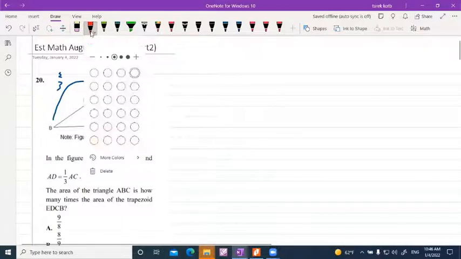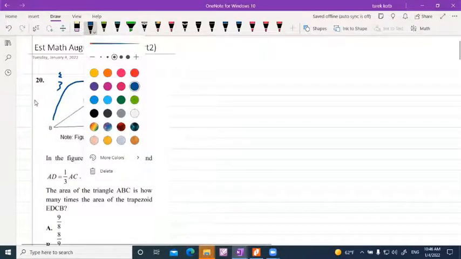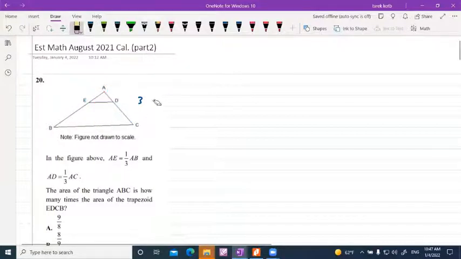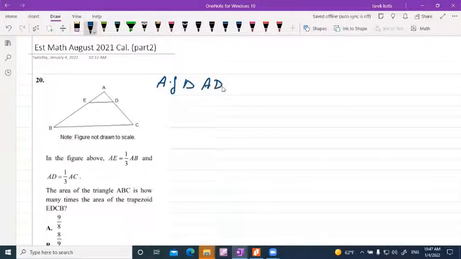Good. The area of the triangle ABC is how many times the area of the trapezium? The big one is how many times the trapezium? Let's see the small one, which is ADE. Let me erase all this. Area of triangle ADE, the small one, equals, and area of the big triangle ABC equals. Let me compare the two areas.